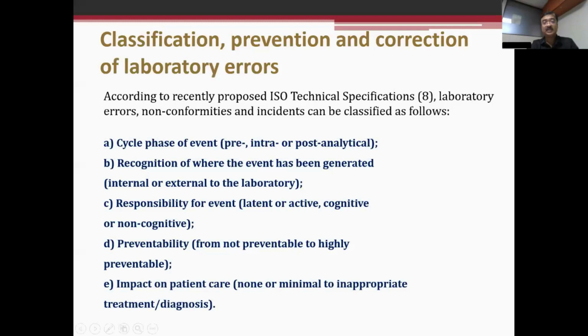So, classification, prevention and correction of laboratory errors. These are the things where you should recognize, make someone responsible, find the preventability of it, and also, the most important thing, you have to understand the impact on patient care, how much it is impacting your patient care. If it is high, your priority of correction is faster. If it is not that high, you can take corrective action in a stepwise manner.